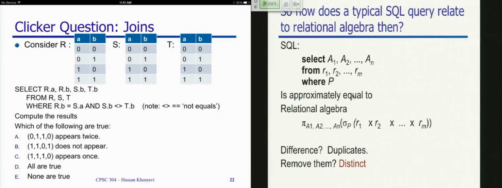So approximately, if you have this relational algebra query, you have a bunch of tables and a bunch of predicates and then a projection, that would be similar to this SQL query, right? So projecting, you're selecting A1 to AN, from R1 to Rm, these are the tables you're worried about, and a bunch of conditions that you can also apply inside your selection. The main difference we've seen so far is duplicates. How do we get rid of duplicates in SQL? We use the keyword distinct.